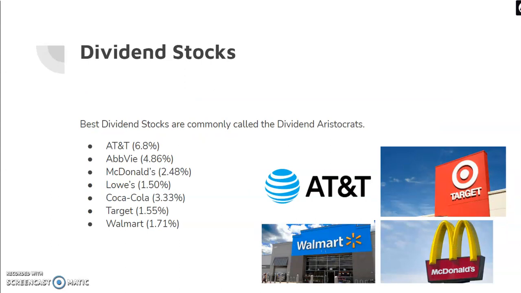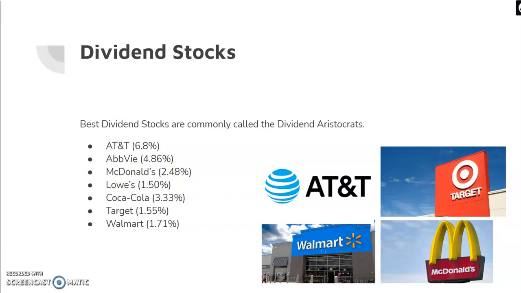Finally, some of the best dividend stocks on the market right now are commonly known as the dividend aristocrats. They're known as dividend aristocrats because of how consistent they are at paying shareholders. Keep in mind that not all companies pay dividends. Many growth stocks like Tesla do not pay their shareholders.